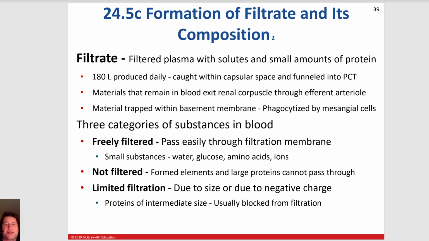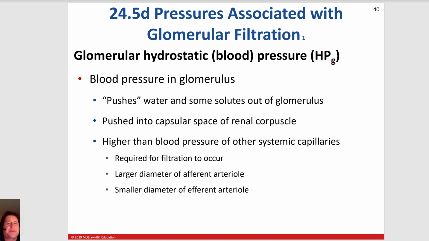What do the mesangial cells do? They phagocytize material trapped within the basement membrane. So that's another thing that they do.